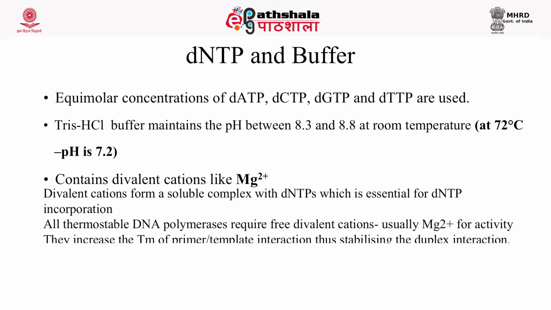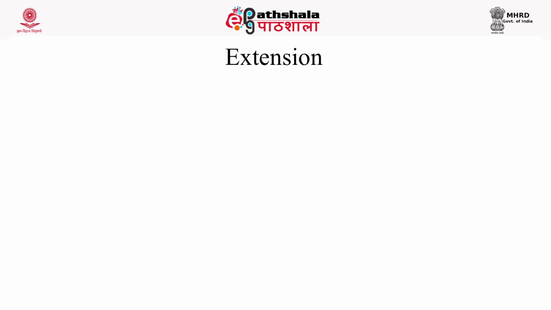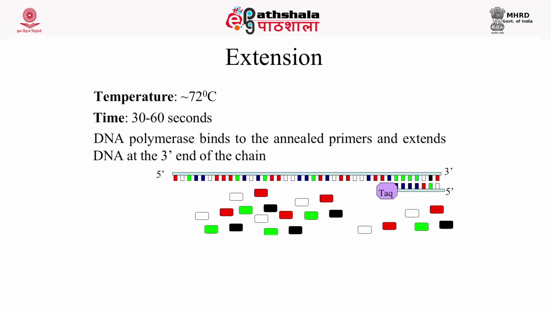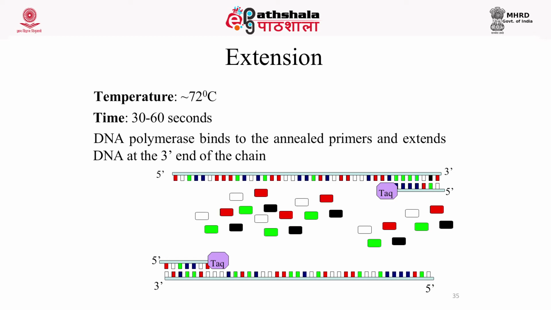Also, this reaction mixture contains the very important divalent cation, that is magnesium. This divalent cation is very useful and essential because it is an important cofactor of the DNA polymerase. Also, magnesium helps in the incorporation of the nucleotides in the growing end of the DNA. It also increases the Tm of the primer and template hybrid so that these do not separate during the extension step. The extension step, as we have discussed, occurs at a temperature of about 72 degrees centigrade.